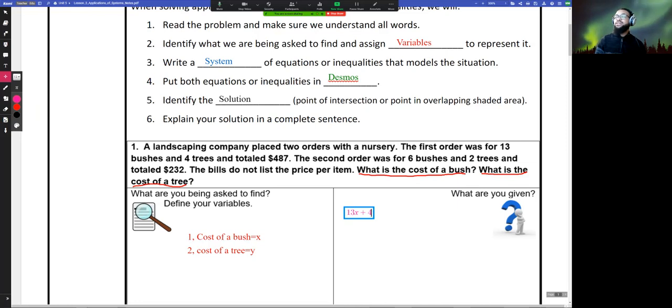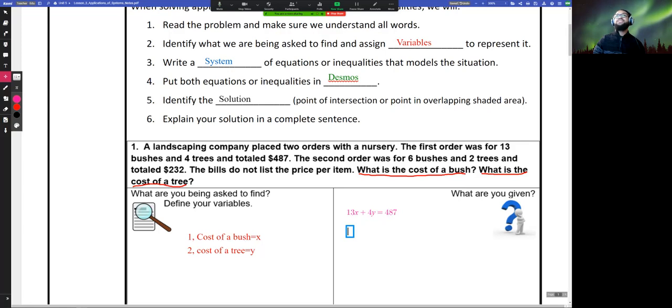So 13X, because we have 13 bushes at some unknown price. And then 4 trees. 13X plus 4Y. And then it's equal to the total price of that order. So this entire order totaled $487. All right, so that's our first equation in this system.